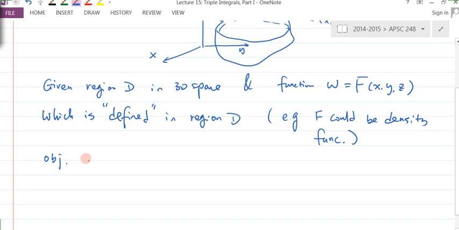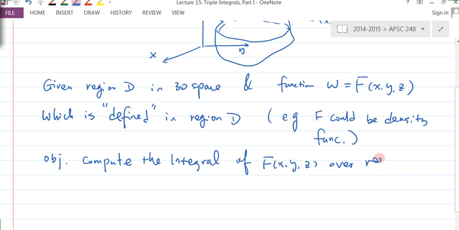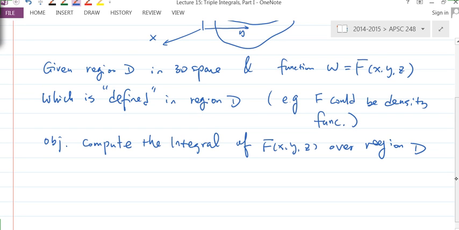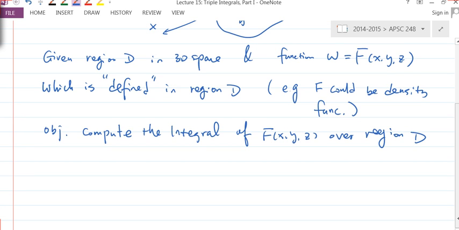Okay, so now the objective is we want to compute the integral of this given function over region D. In other words, if this is a density, we want to get the total mass of this 3D object D, represented by the region D here.